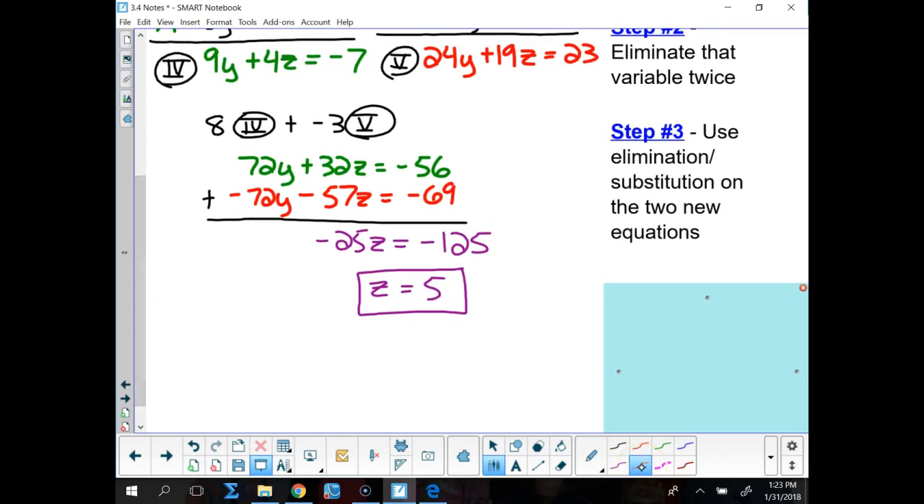What? We're only a third of the way done. Yeah, because we only got one variable. We got to get 3.